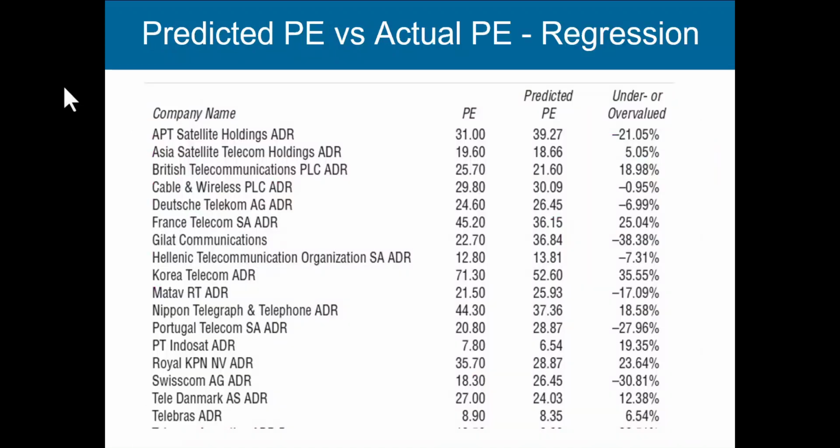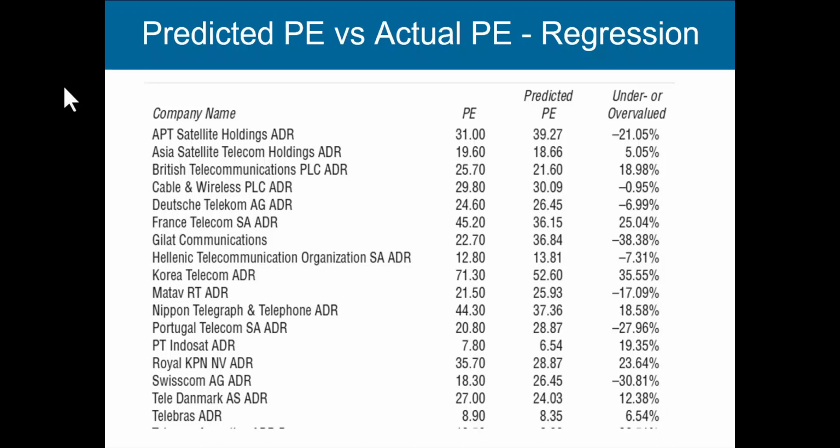Now look at this company's predicted P versus the actual P ratio from the regression technique which we just used. APT Satellite Holdings, ADR. The P ratio is 31. The predicted P ratio is 39.27. So that means it is undervalued to the extent of 21%. This is what we did in the class. This is the interpretation we have seen, or was it a different one? I thought I had done the opposite.